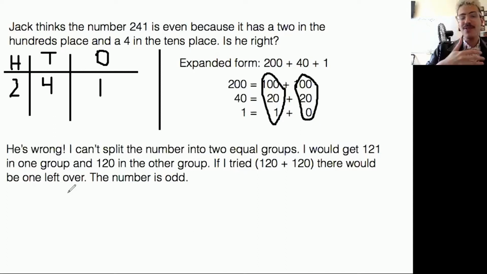And if I looked at the number 241, all I really would have to do is look at the ones place. And I know that the ones place has a 1 in it, and the 1 helps me determine that it's odd because the number in the ones place can't be split into 2 equal groups. In sum, the ones place helps determine if a number is even or odd. I'm not going to look at the hundreds place or the tens place to help me figure out if this number is even or odd.